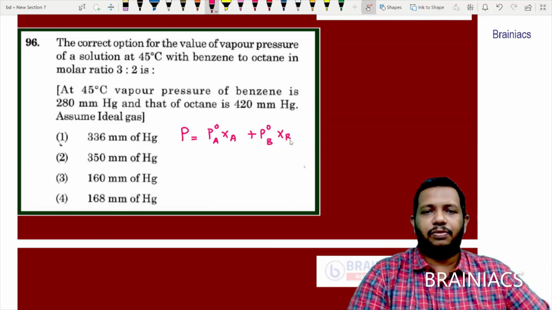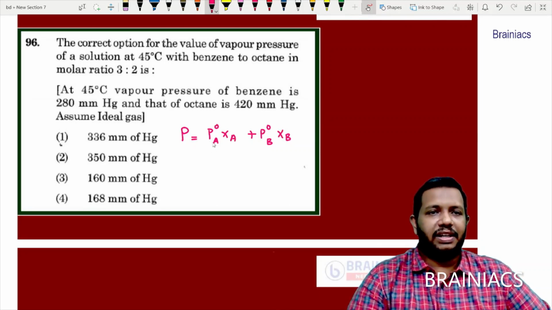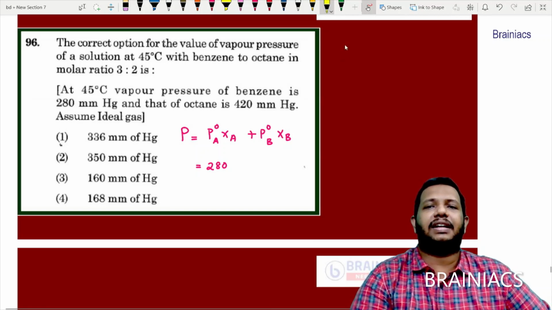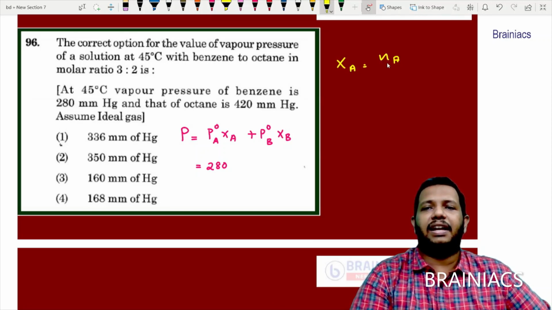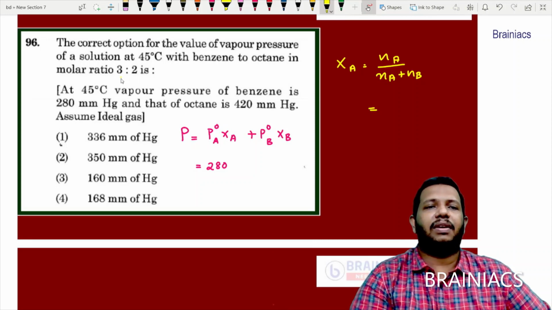We have learned this formula many a time. So here P0 is the vapor pressure of the pure solvent. Here A is benzene, that they have given as 280. And how to find the mole fraction XA? Tell me. XA mole fraction will be number of moles of A divided by total number of moles, Na plus Nb. So here A is nothing but benzene, and they have given 3:2.